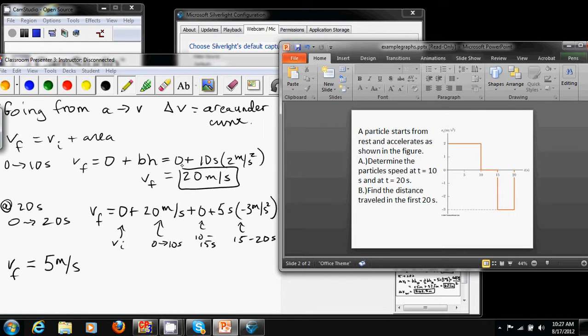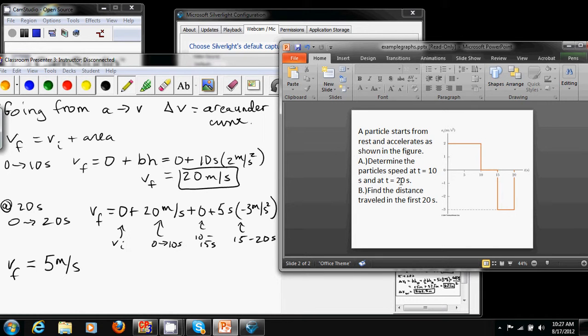So if we find that for that first 10-second time interval, then we have 0 initial velocity plus the base is 10 seconds times the height, which is 2 meters per second squared. So there's our rectangle. And that's 0 plus 10 times 2, which is 20. So that gives us 20 meters per second for our velocity or speed at 10 seconds. Okay, next, we're trying to find that speed at 20 seconds.